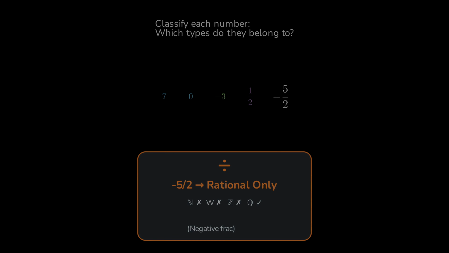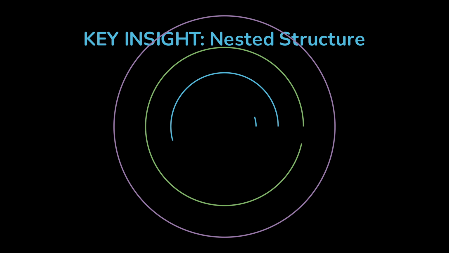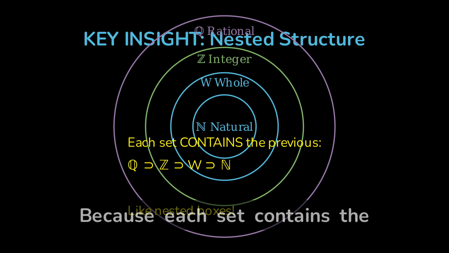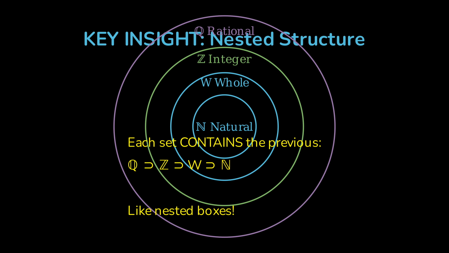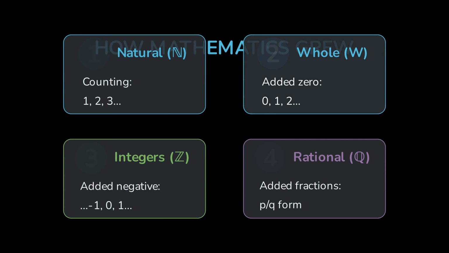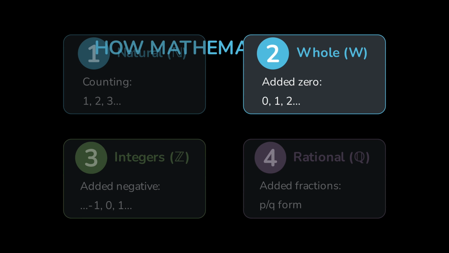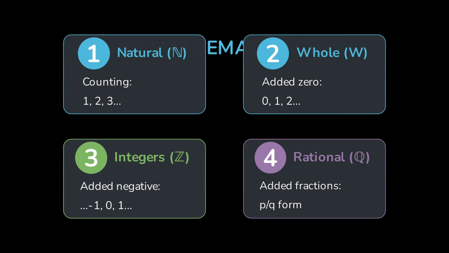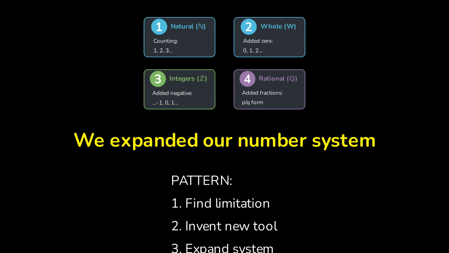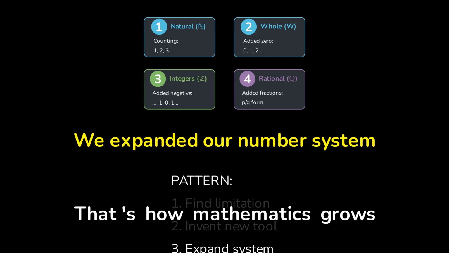Notice something cool. A number can belong to multiple types. 7 is all 4 types, because each set contains the previous one. Think of them like nested boxes. Integers contain whole numbers, which contain natural numbers. Let's see the complete picture. We started with natural numbers for counting, added whole numbers with 0, then integers with negatives, and finally rational numbers with fractions. Each time we hit a limitation, we expanded our number system. That's how mathematics grows, by solving problems.